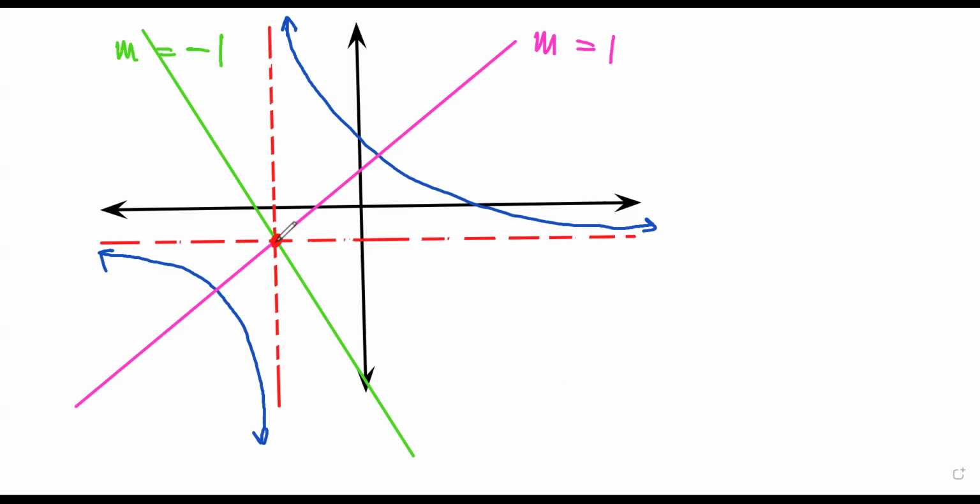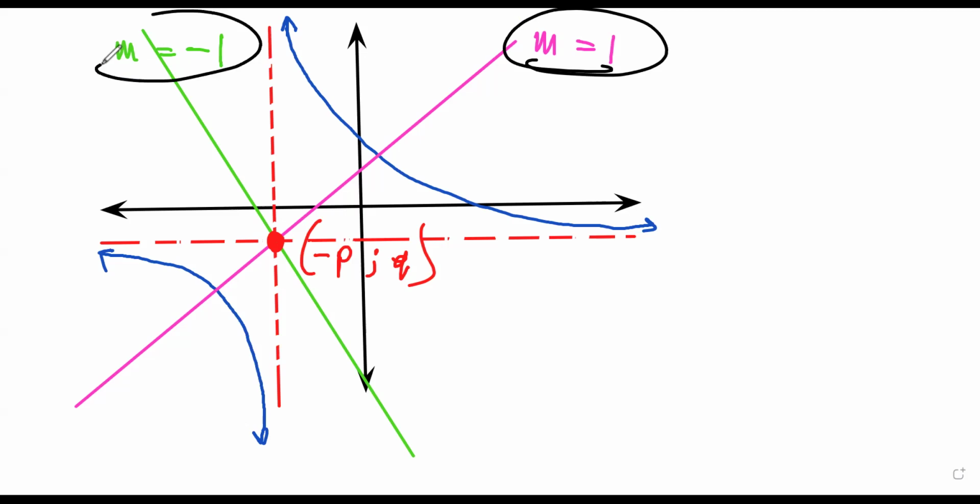The point here is terribly important. The lines of symmetry always pass through the point of intersection of your asymptotes. In other words, negative p and q are the coordinates of your point of intersection of the asymptotes. So now that you know their gradients, you just need to substitute this point in order to get the equation of your line of symmetry.